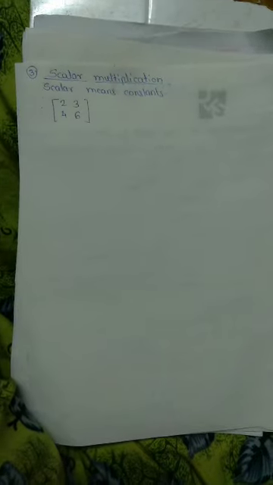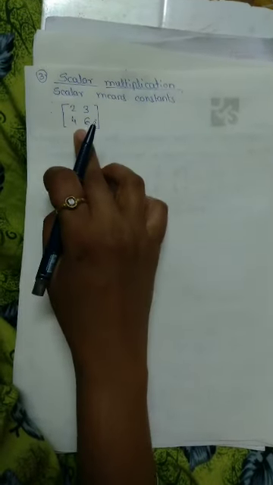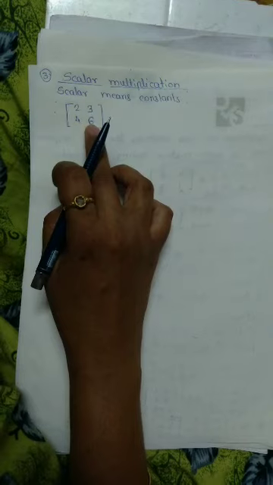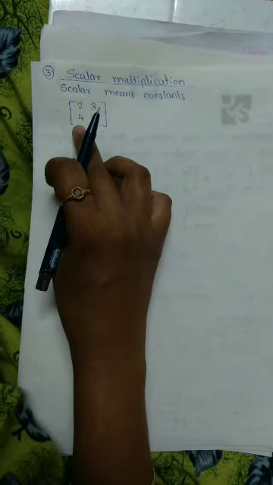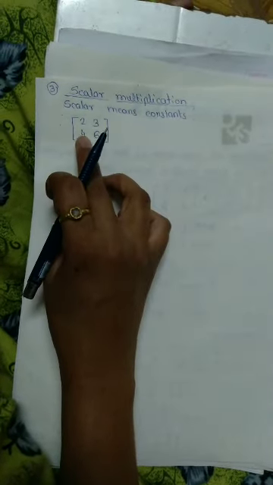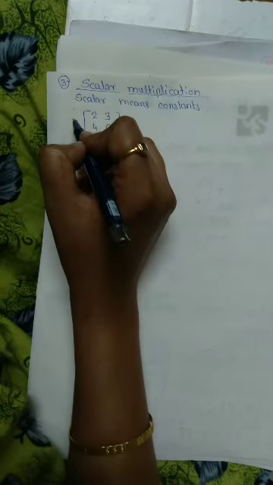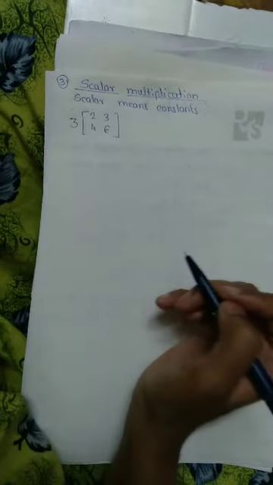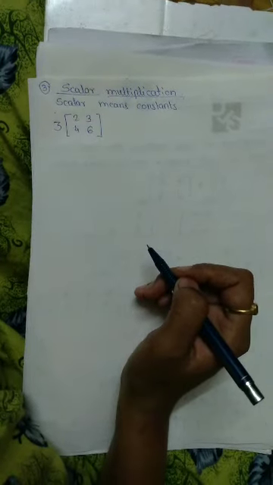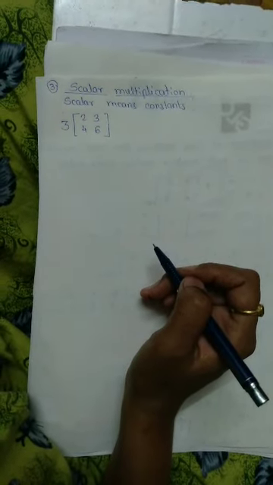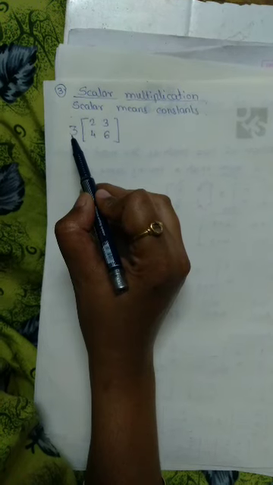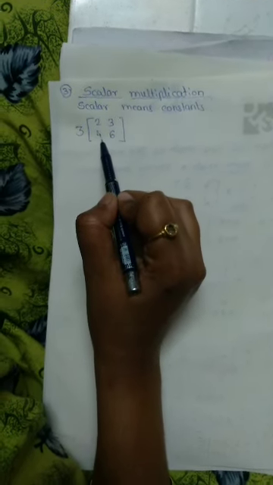So now our third property is scalar multiplication. What is the meaning of scalar? Scalar means a constant. So what does scalar multiplication mean? If we are multiplying any scalar with a matrix, suppose this is a matrix 2 3 4 6 and we want to multiply this matrix by a scalar. Suppose this 3 is a number, meaning this 3 is a constant, or this 3 is called a scalar. So we want to multiply these matrices by 3.